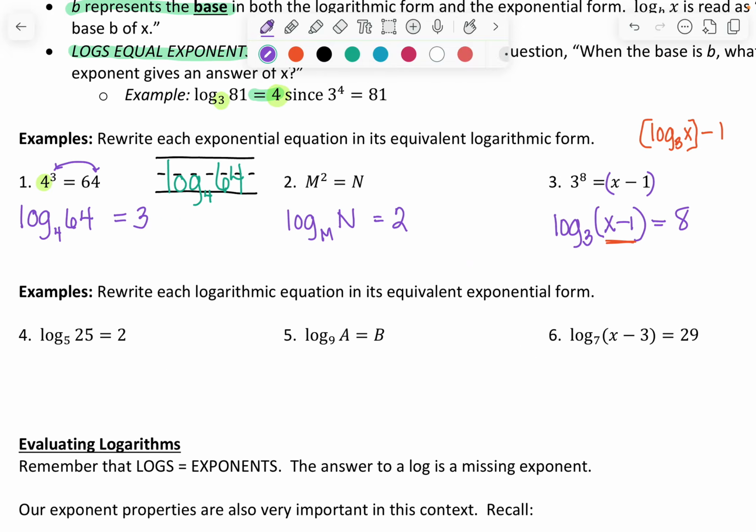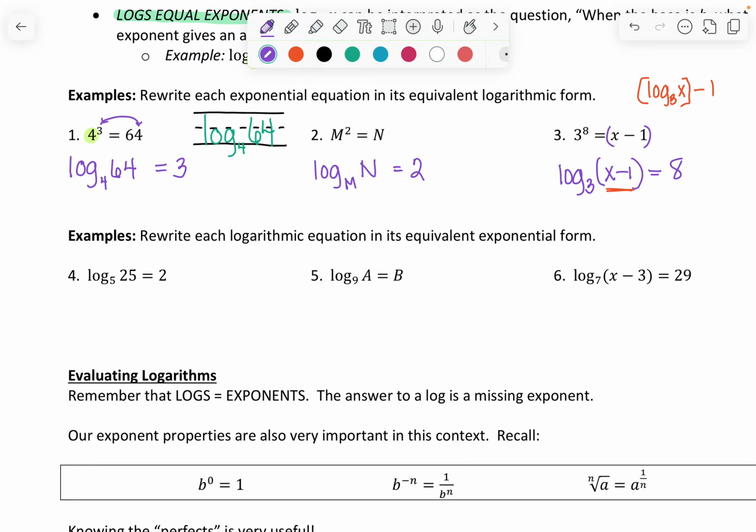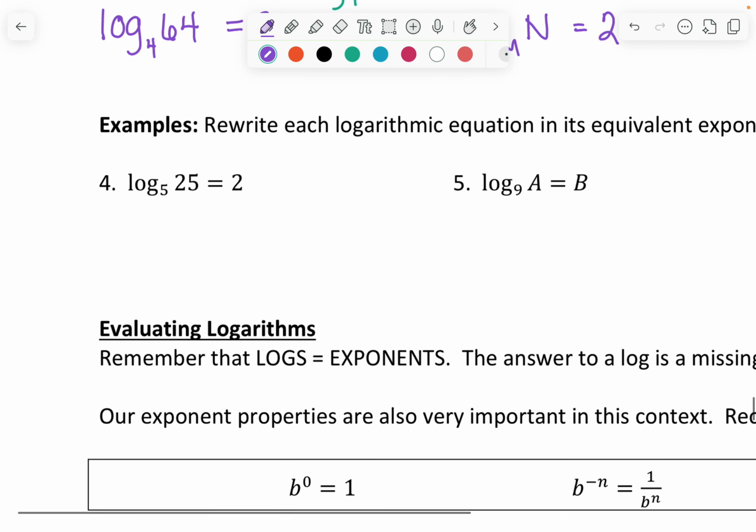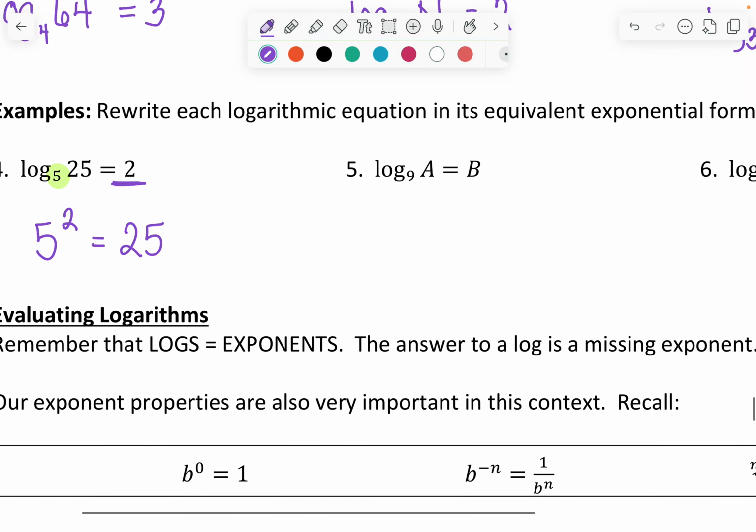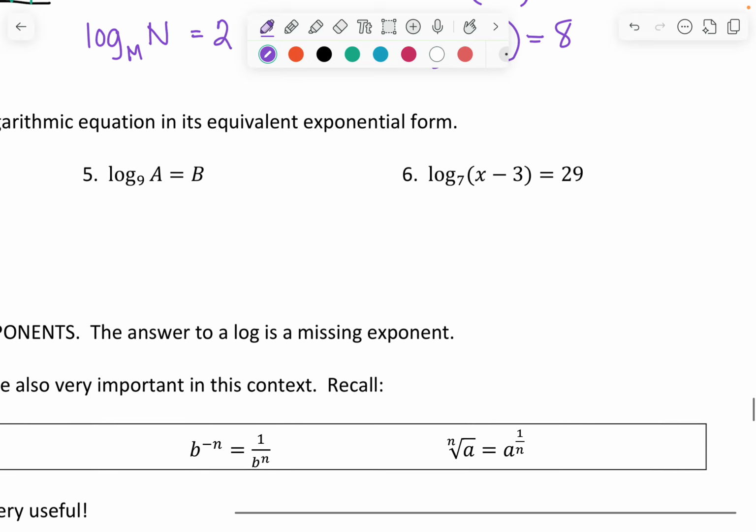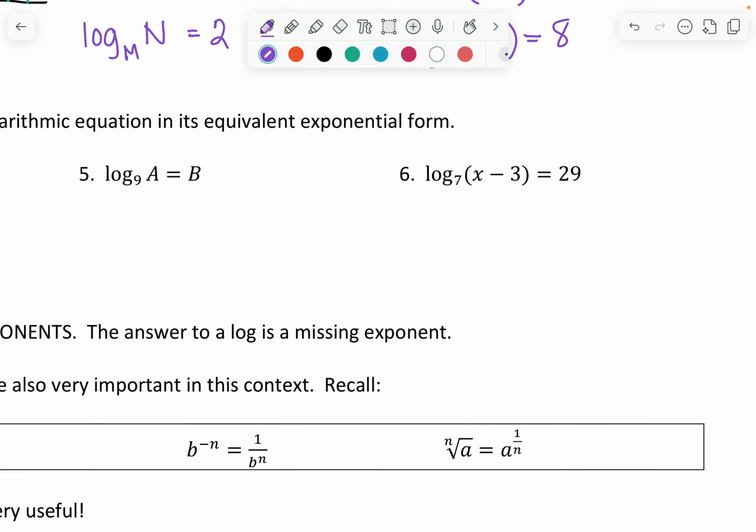Now we can do this in reverse order exactly the same. So if I give you a logarithmic equation, we want to rewrite this in exponential form. So we will always start with the base exactly the same. Now here, the base of the log is 5, so that's going to be the base of my exponent. Now I need to decide what the exponent is, and remember that logs always equal exponents. So the 2 will go here, and that will equal 25. And we can see that's a true statement. 5 squared equals 25.